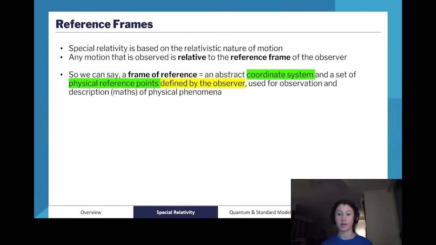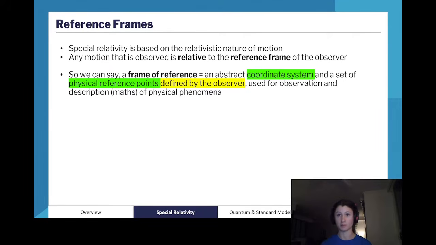But for the moment, let's get on to our next syllabus dot point, which is a few of our defining terms dot points. So the first one is reference frames. Special relativity is based on the relativistic nature of motion. So any motion that is observed is relative to the reference frame of the observer. Right? What this essentially tells us is that motion is relative, and this is a pretty solid and integral part of the actual special relativity theory that we're studying.